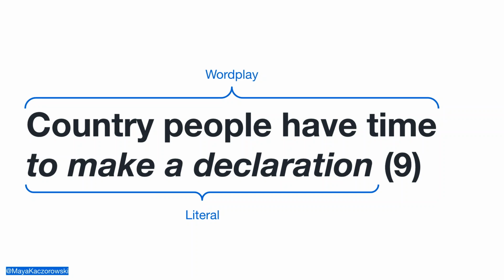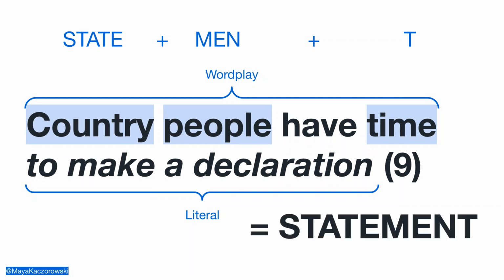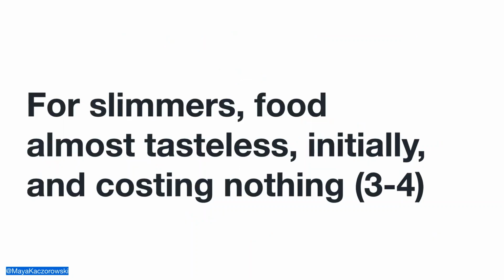In the wordplay, we can actually split up country people have time into individual words. Country could be state, people could be men, and time is the letter T. And you put those together and you get statement. Okay, let's do another one. For slimmers, food almost tasteless initially and costing nothing. We know it's a hyphenated word with 3 letters, then 4 letters. And again, I'll tell you that for slimmers is the literal here.